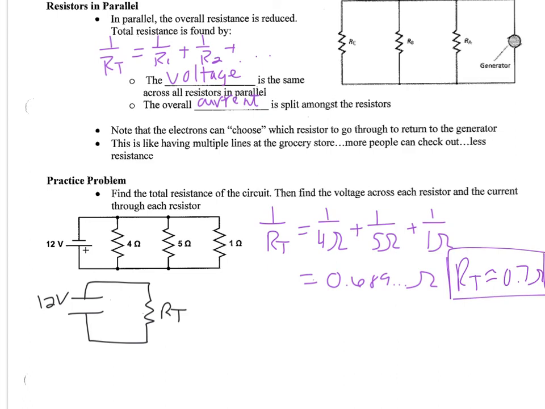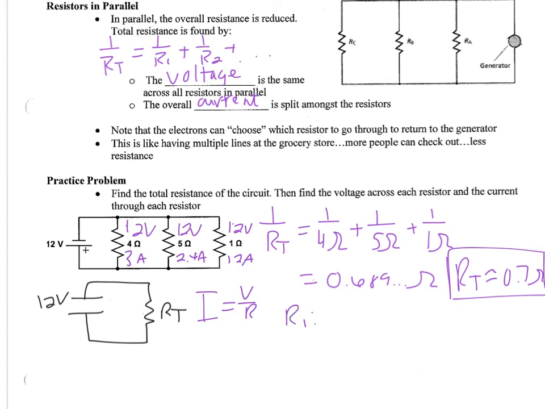So the 2 rules for resistors. The voltage is the same across all resistors in parallel, so that makes this easy. You have 12 volts here, which means that you're going to have 12 volts here, 12 volts here, and 12 volts here. So that's 12 volts, 12 volts, and 12 volts. It asks for the current in each resistor. We know that current equals voltage over resistance. So for R1, we have 12 divided by 4 is 3 amps. R2, we have 12 divided by 5. That's 2.4 amps. And R3, 12 divided by 1 is 12 amps.